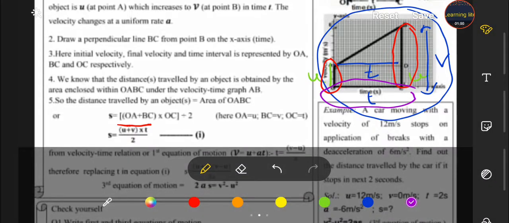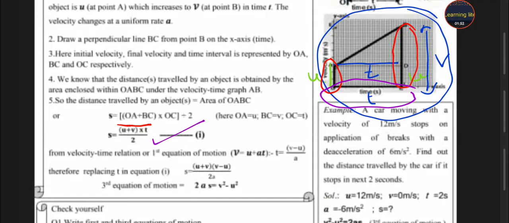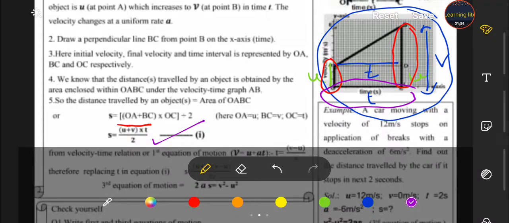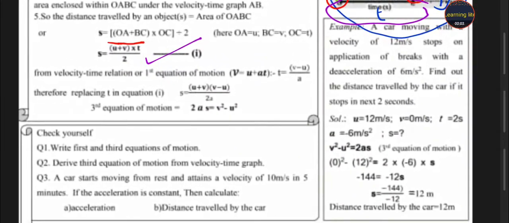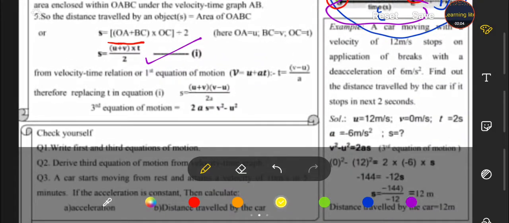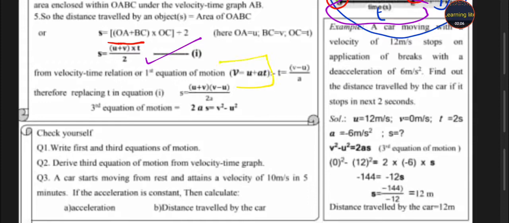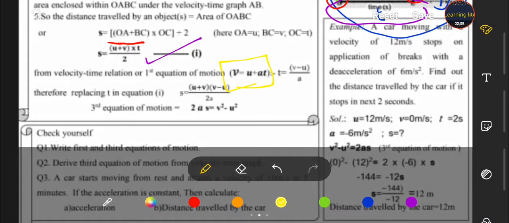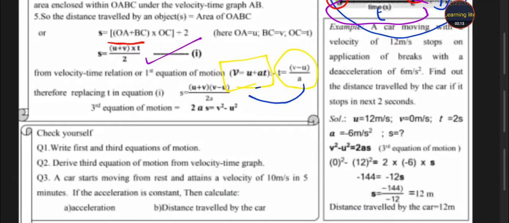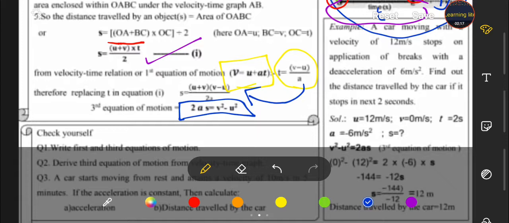We put the values in the formula. We get S equals (U plus V) into T upon 2. We also put the value of T here by the first equation of motion. What is the first equation of motion, students? That is V equals U plus AT. So from here we put the value of T in our given formula and we get the third equation of motion. Now move to the next example, students.